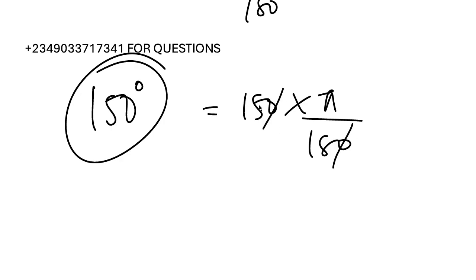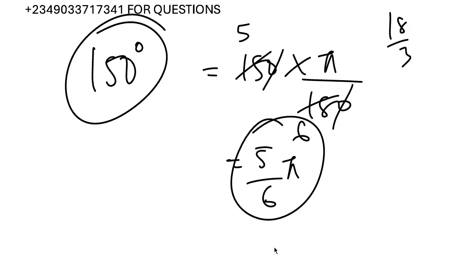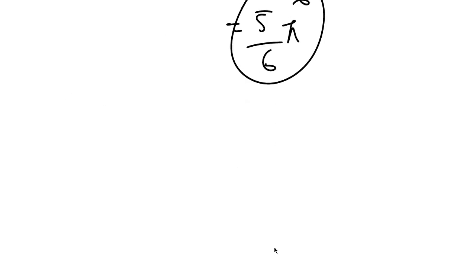0 cancels 0. 15. When 15 divides by 3, we have 5. And then when 18 is divided by 3, I'm going to have 6, right? So that's 5 over 6 pi radians, right? So that's it. So attempt this, pause the video and attempt.